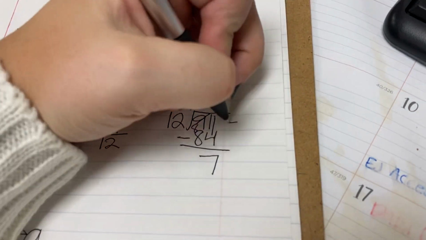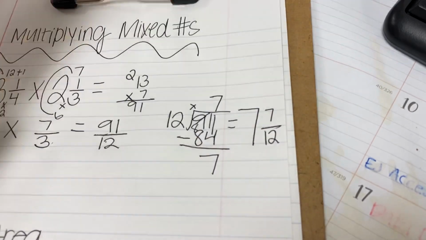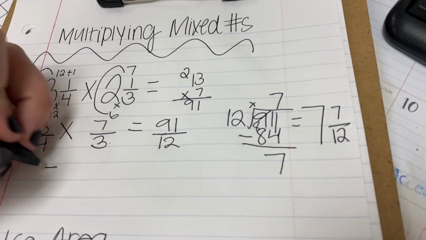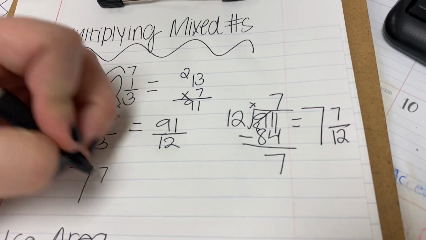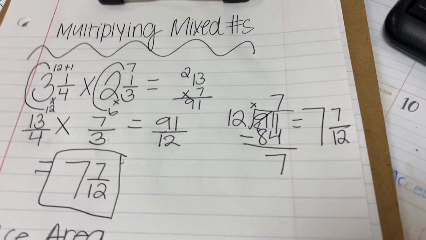Okay, so now my answer is 7 7/12. Okay, so 3 1/4 times 2 1/3 equals 7 7/12.